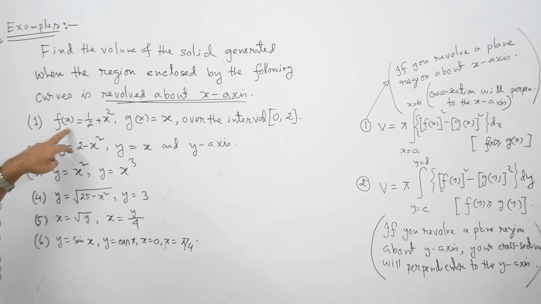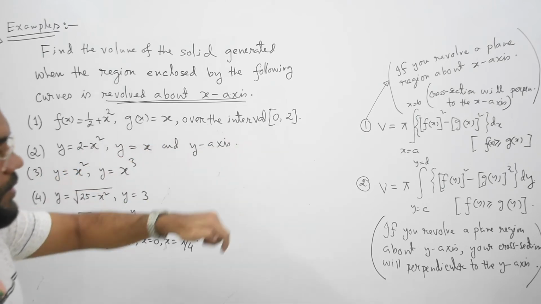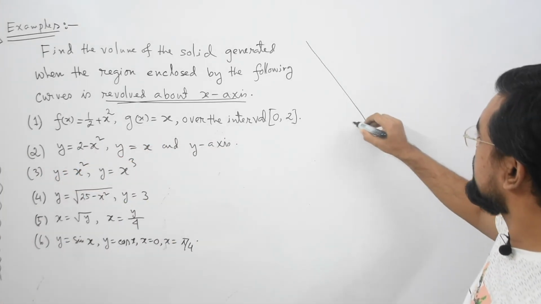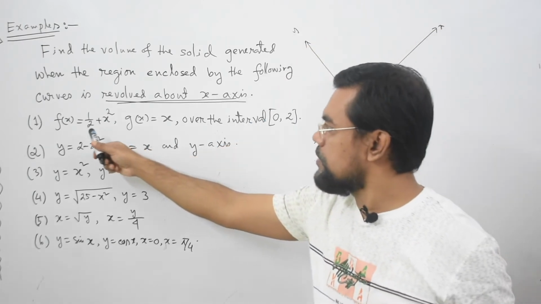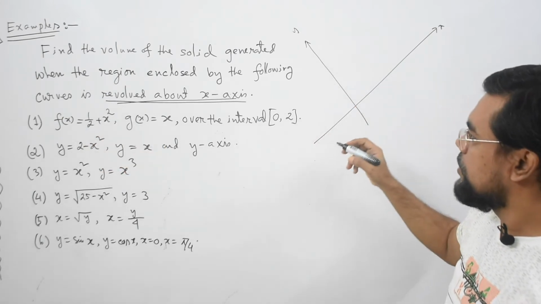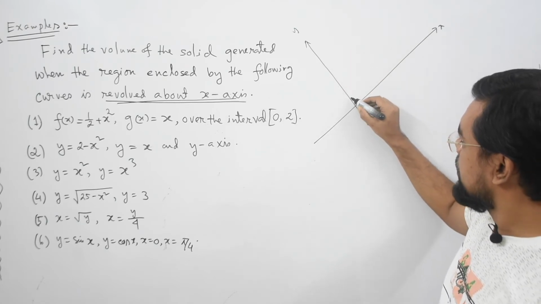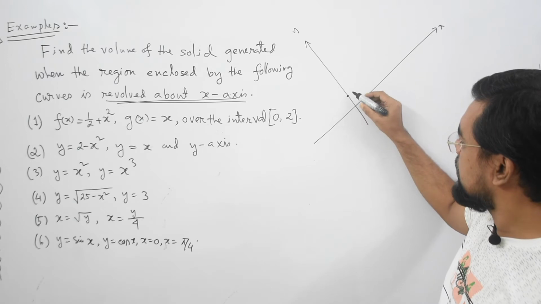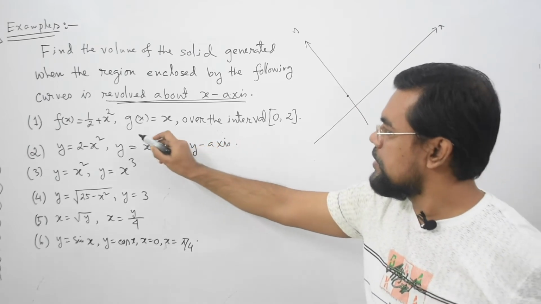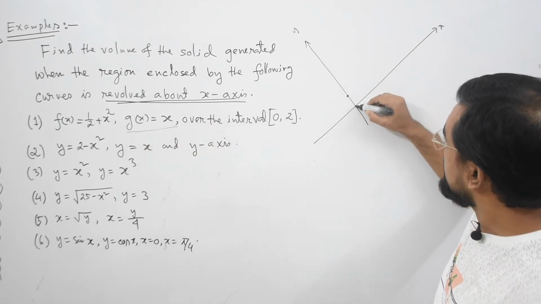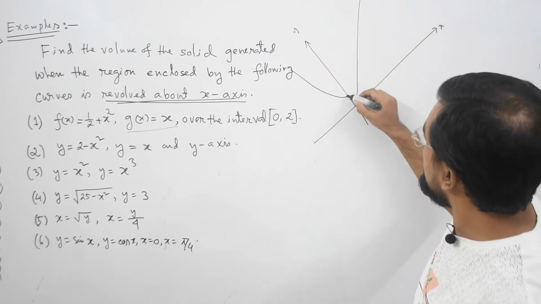The first one is f(x) equal to 1/2 plus x squared and g(x) equal to x over the interval 0 to 2. Let me first draw the graph. The first one, f(x) equal to x squared plus 1/2. We know y equal to x squared is a parabola which opens up, with vertex at the origin. But here the vertex will be here, a half distance away from the origin, and the other line g(x) equal to x will be a straight line which is this, and the parabola will be something like this.